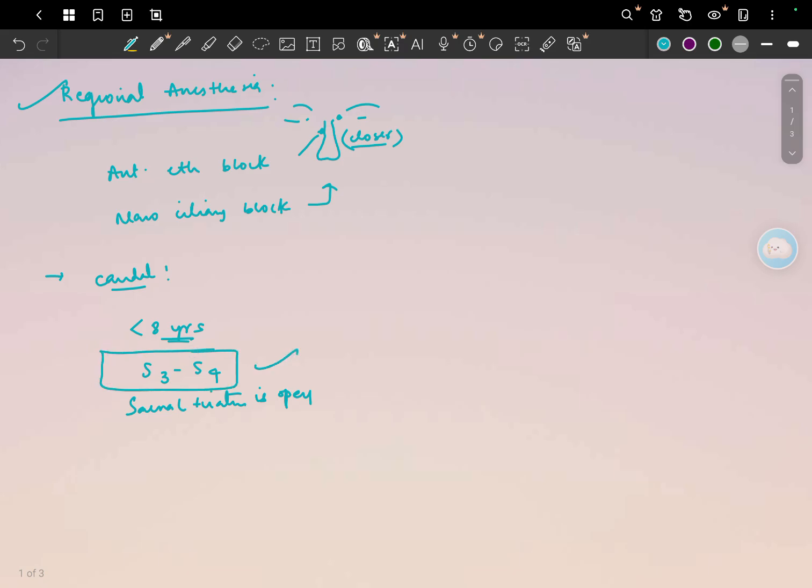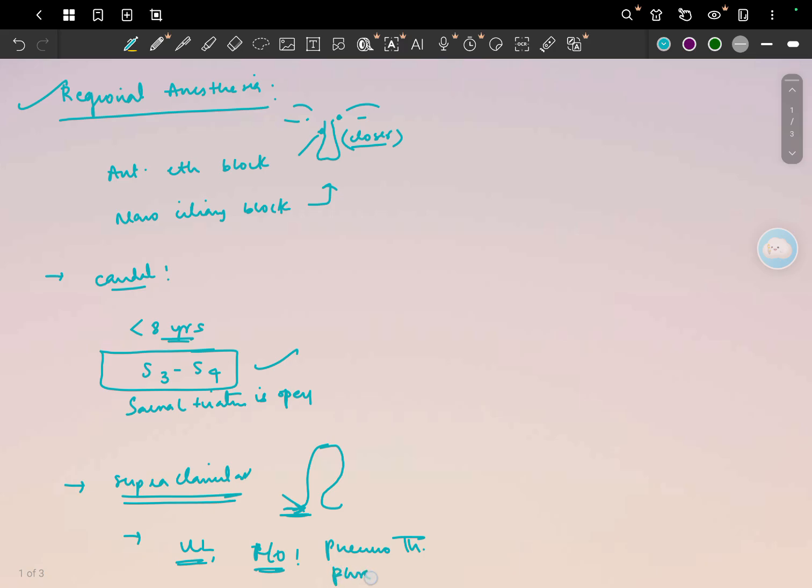Coming to the next block, that is supraclavicular block. So in supraclavicular block, we'll be giving it somewhere near the clavicle. We'll be doing this in upper limb surgeries, but the risks will involve pneumothorax and also phrenic nerve injury.